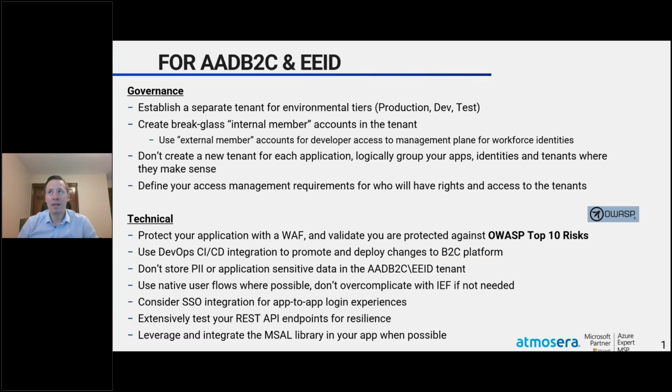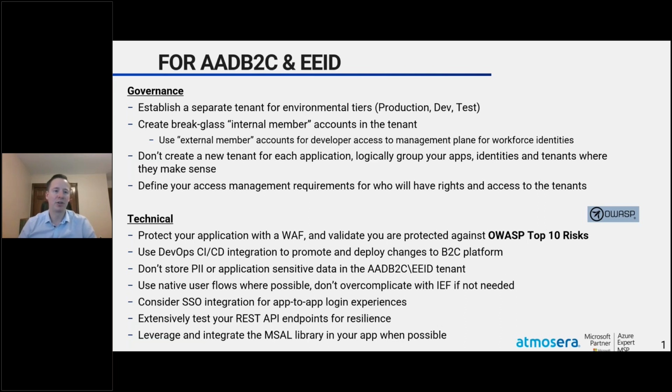So if you're already using Azure AD B2C or Entra External ID, these are just some recommendations to keep in mind if you haven't already implemented them. For example, you want to make sure that you establish a separate tenant for environmental tiers. So if you have a production environment, you probably want a production tenant with your production apps and your production users, and then a dev tenant with your dev apps and dev users that you can test with. You probably don't want to give developers access to a production tenant where maybe they're only influencing the dev configurations and promoting it through a CI/CD pipeline.